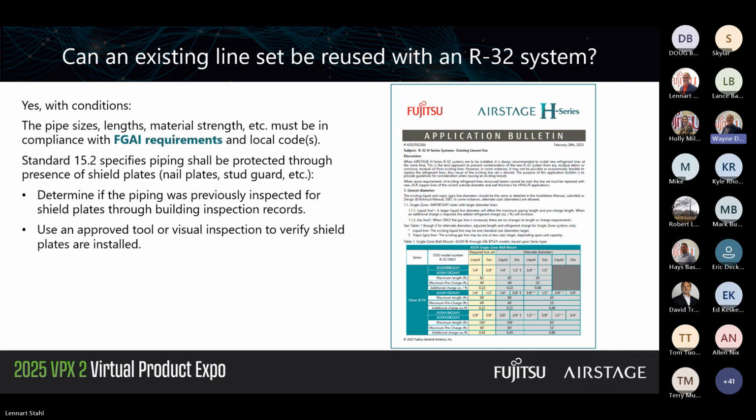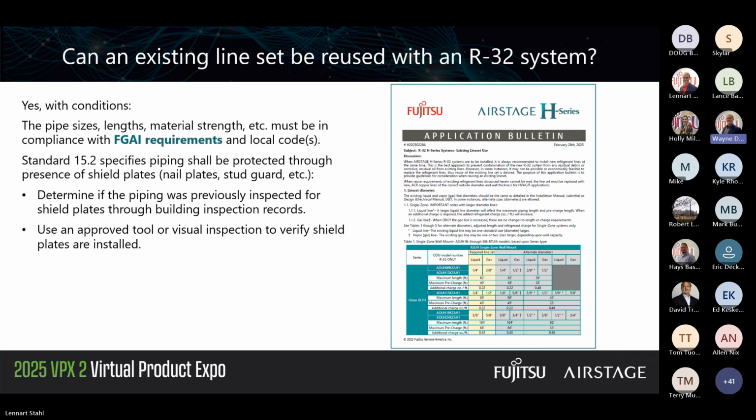Primarily, we focus on the line set size, because traditionally we've never been allowed to really deviate from the sizes. We have to look at each one on a case-by-case basis. But this covers all of our H-series R32 products. We talk about the required line set and then some alternate line diameters.